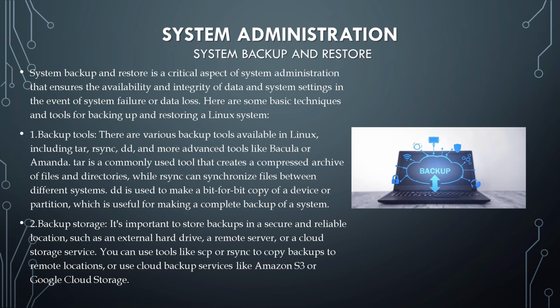dd is used to make a bit-for-bit copy of a device or partition, which is useful for making a complete backup of a system. 2. Backup storage. It's important to store backups in a secure and reliable location, such as an external hard drive, a remote server, or a cloud storage service. You can use tools like scp or rsync to copy backups to remote locations, or use cloud backup services like Amazon S3 or Google Cloud Storage.